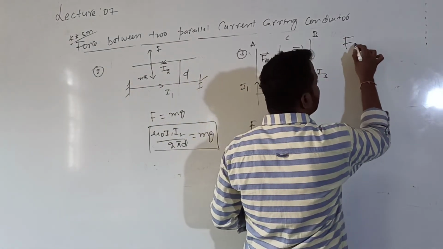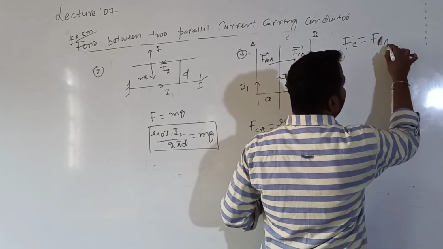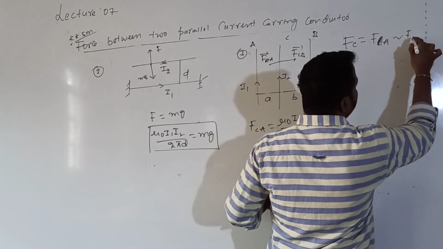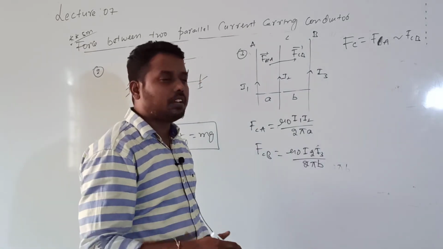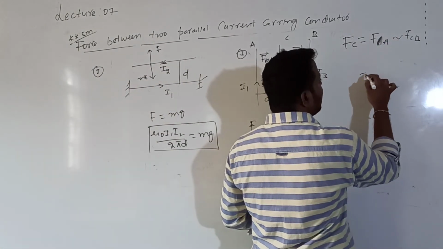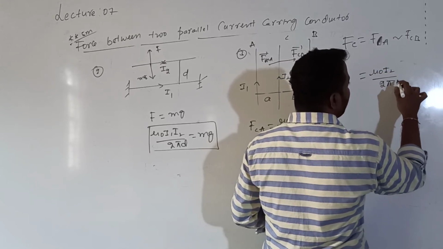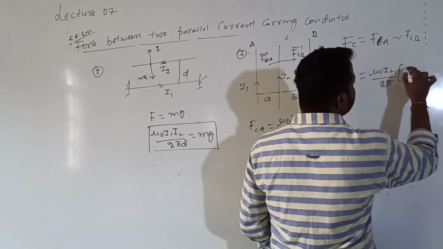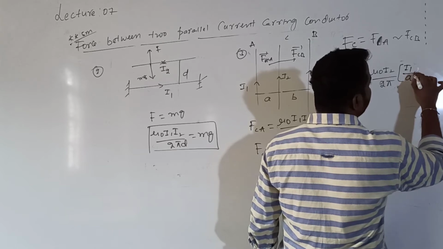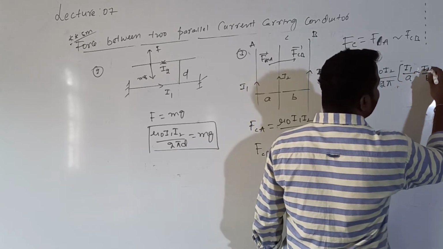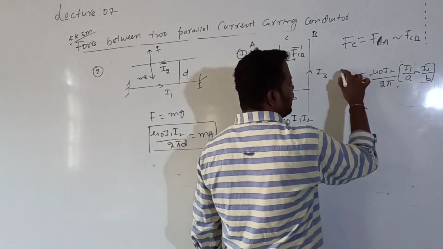What is the net force acting on C? That is given by FCA minus FCB. Here we cannot tell which is greater, which is smaller, so that's why I put this symbol. So that time I will get mu naught into I2 divided by 2 into pi into, here I will get I1 by A minus I2 by B. Whichever is greater, you can put before the minus sign. So this is the value of FC.